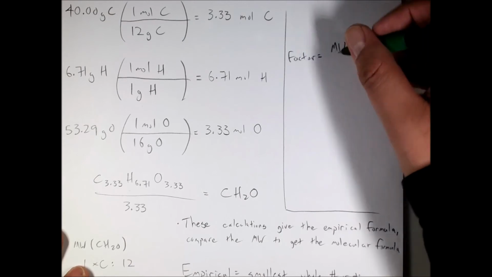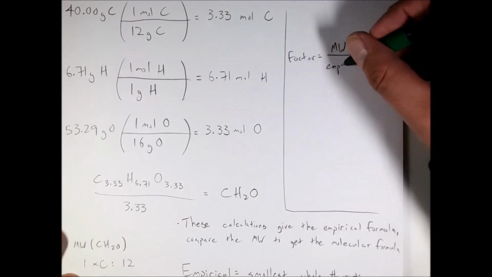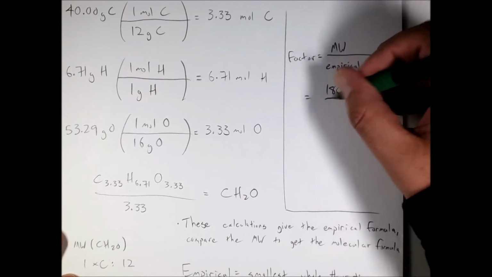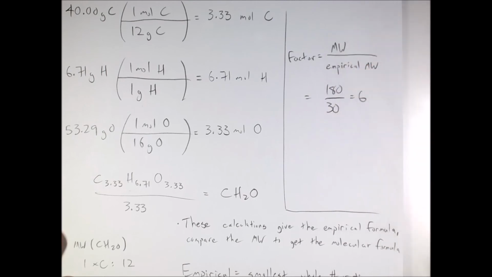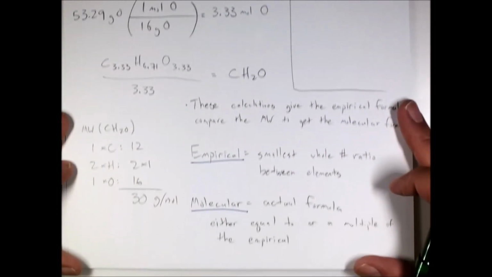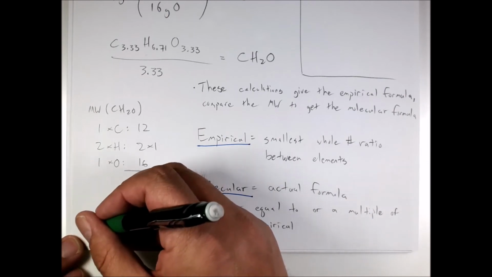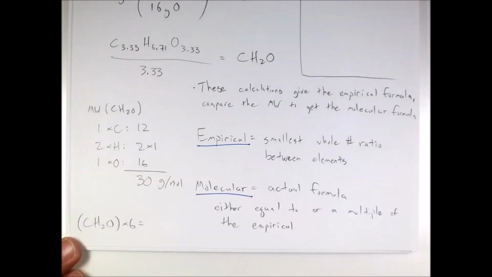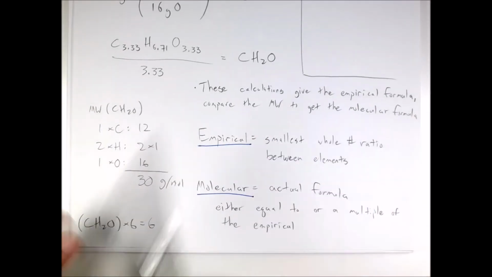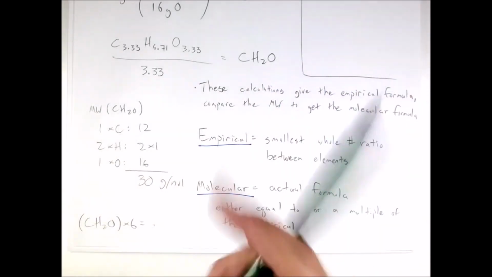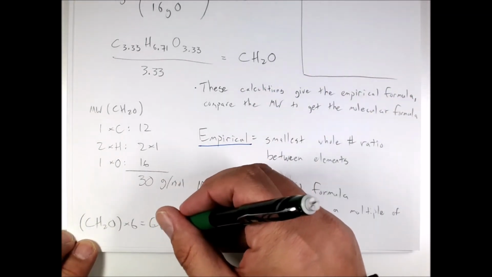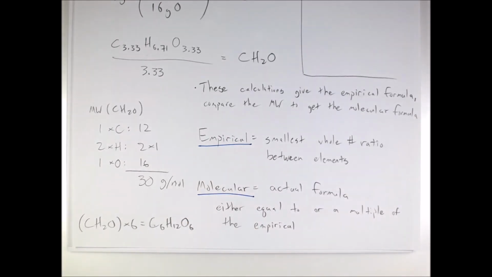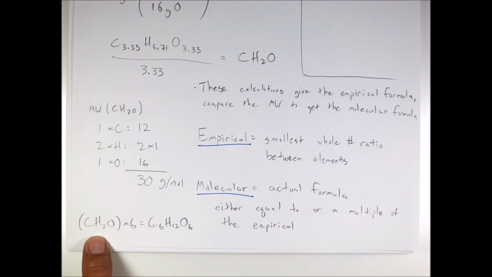And the way you can figure out this multiplication factor is the molecular weight divided by the empirical molecular weight. So basically what we're doing is taking 180 divided by 30, that's equal to 6. So what I'm going to do for this formula is take CH2O and multiply it by 6. And now I have a proper formula of C6H12O6. All right, so that was our empirical, the CH2O.